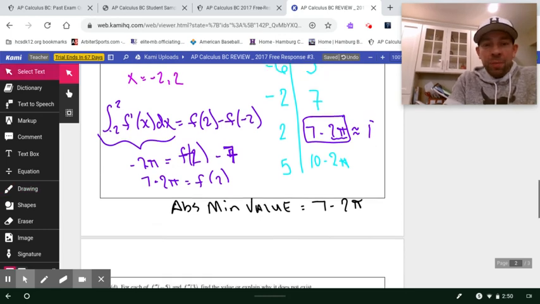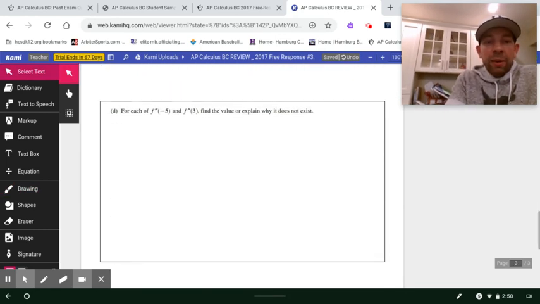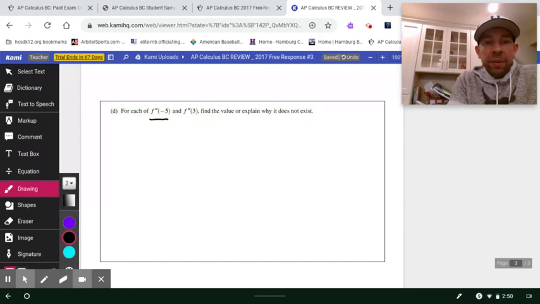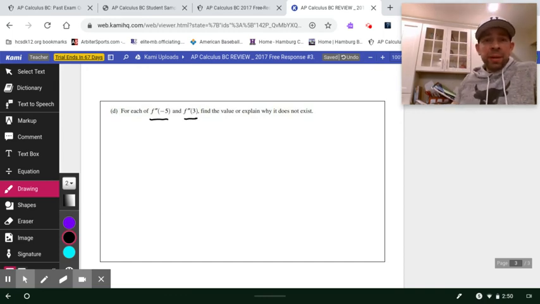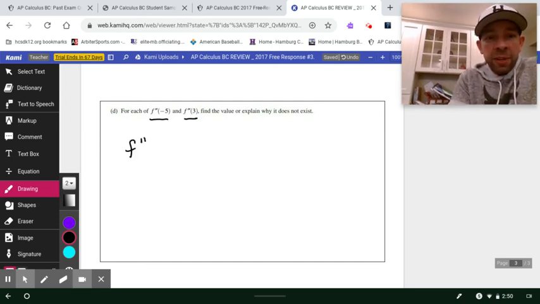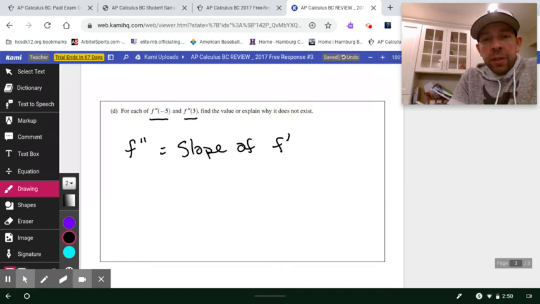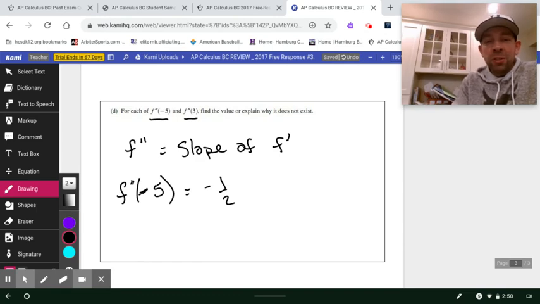All right, let's jump into D and see what we got. Okay, so we want to find f double prime of -5 and f double prime of 3. And I'll tell you what, hopefully I'm going to give you something on f double prime of 3 that is going to take you to another level when it comes to proving why something doesn't exist. But anyway, all we're trying to do, let's say to ourselves, f double prime is equivalent to the slope of f prime. So if you look at your picture, we would say the f double prime of -5 is going to be -1/2. And all I'm doing is I'm reading the slope of the f prime graph at the top here.